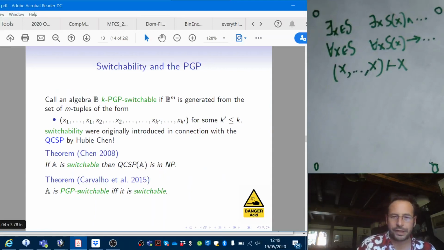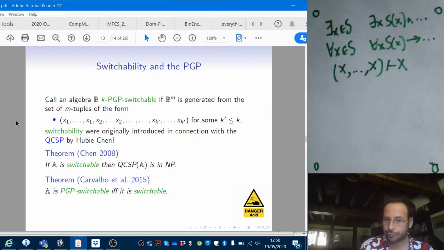So a particular type of PGP that I want to talk about today is this thing I want to call switchable. If the generating set is a set of tuples that have this form, that when you read them left to right, the element only changes at most k times, obviously there's only a polynomial number of things that can have this form. Then if that forms a generating set, we say that the algebra is PGP switchable.